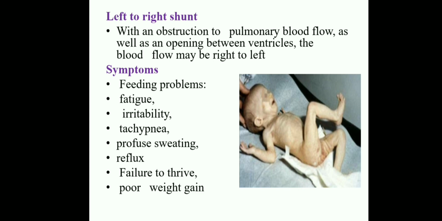Okay, here some symptoms are present with this left to right shunt and right to left shunt. Here the child suffers with feeding problems, fatigue, irritability, tachypnea, profuse sweating, reflux, and then failure to thrive, poor weight gain also is there. Okay, look at this picture. Child is having failure to thrive and unable to take the feedings, and fatigue, irritability, tachypnea, profuse sweating, and everything is there. These are the symptoms present with the left to right shunt and right to left shunt.